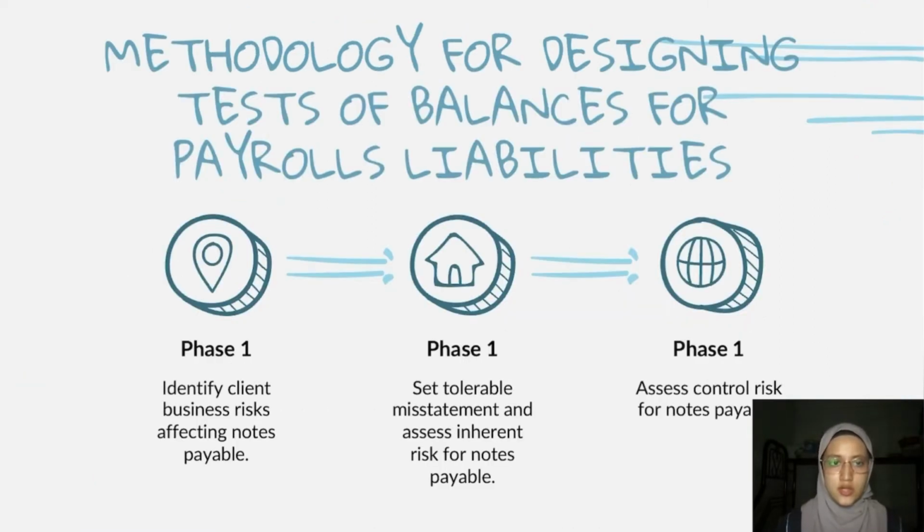Talk about the methodology for designing tests of balance for payroll liability. In this methodology, there are 3 phases. The first phase is the identification of client business risks affecting notes payable. Auditors often set tolerable misstatement and assess inherent risk for notes payable. This occurs because it's not really possible to completely audit the account balance and transactions affecting the notes payable account. Typically, they also set inherent risk at a low level because the correct account value is usually easy to determine.